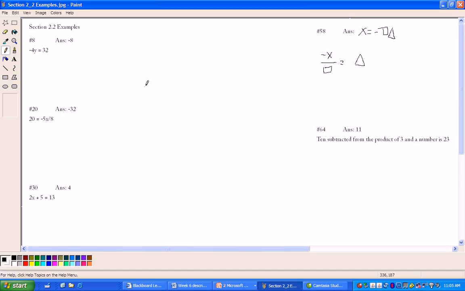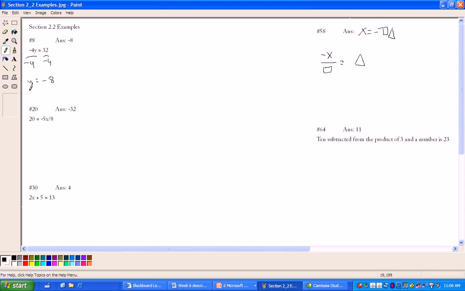We'll start off with the equation negative 4y is equal to 32. We need to get the y all by itself, to get a 1 there. The way we do that is we divide by negative 4. But if we do something to one side, we have to do the exact same thing to the other side. So we divide by negative 4, and we get negative 4y divided by negative 4 gives us just y, is equal to 32 divided by negative 4, which gives us negative 8.